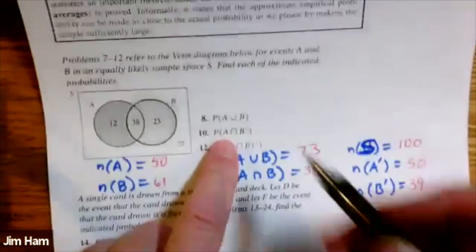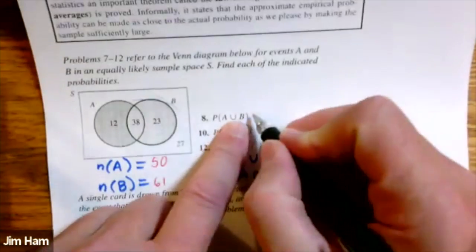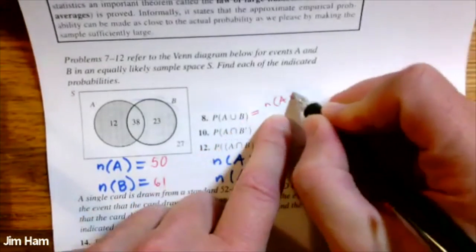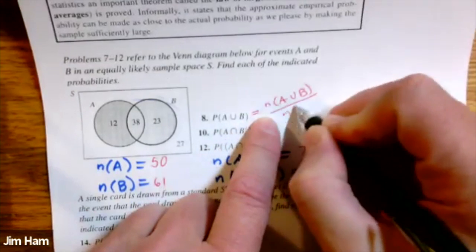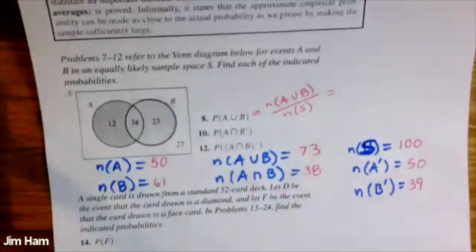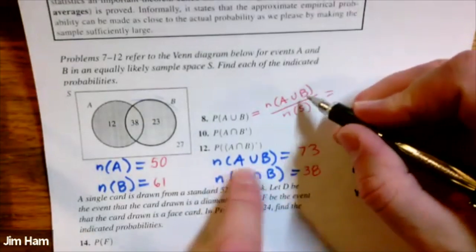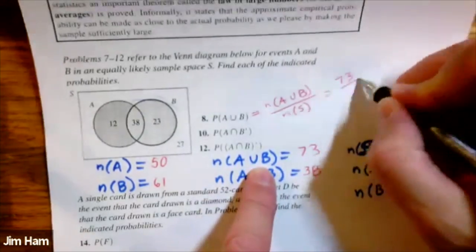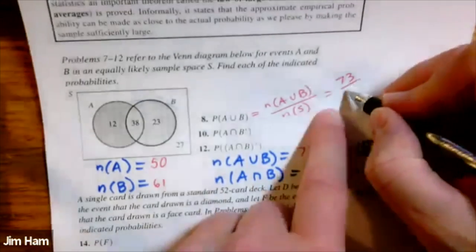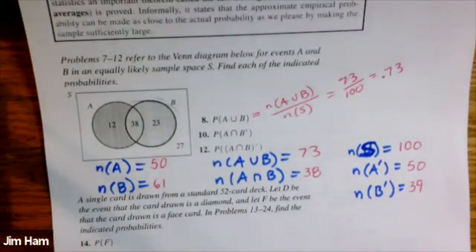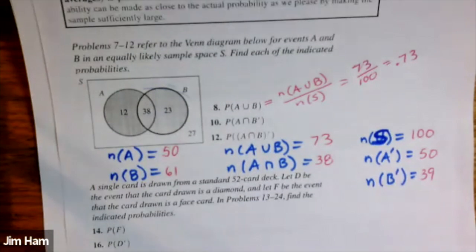And then if you do that, we're just going to use our definition. So what we have here is the number of elements in A union B divided by the number in the sample space. That's how we define the probability. So we've identified the number in the union as the top number, that's 73, out of the entire sample space, and there are 100 in the sample space. So you can write it as a decimal or you can write it as a fraction. Okay, why don't you try the next one?